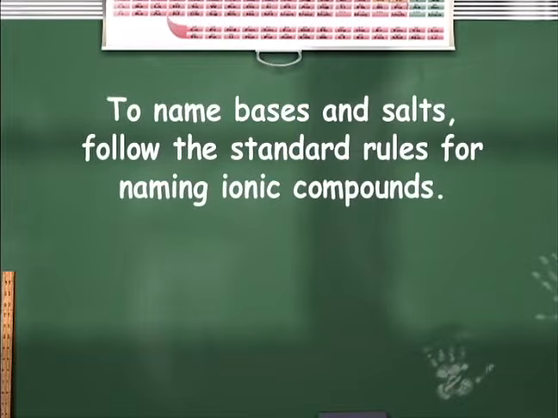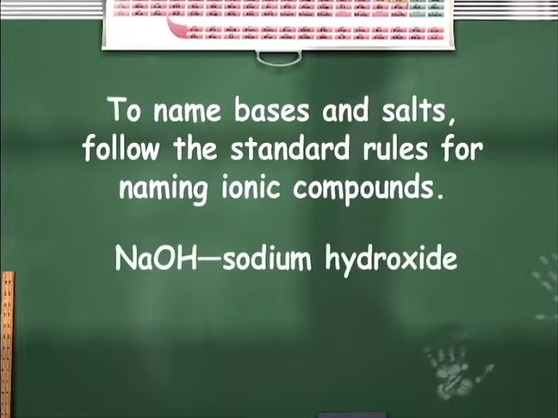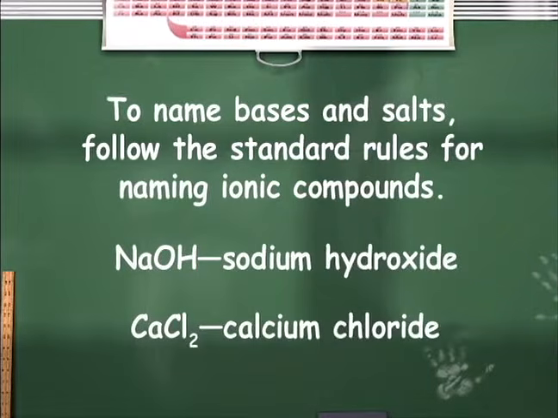Because bases and salts are simply ionic compounds, you follow the standard rules for naming ionic compounds. For example, NaOH would be named sodium hydroxide, and CaCl2 would be named calcium chloride.